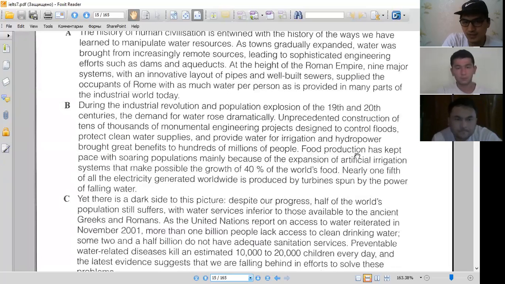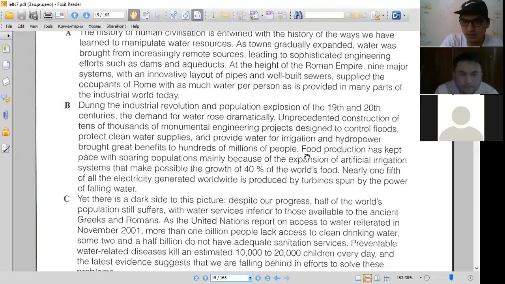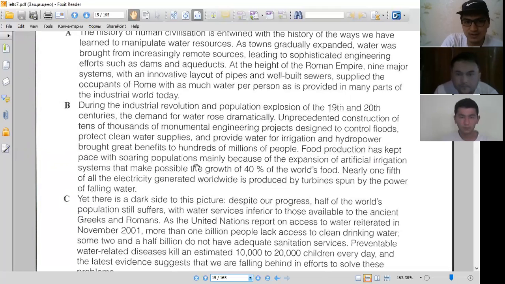Food production, what do we mean by feeding? Good. Okay, soaring population means increasing, growing, soaring. Soar means to fly up, rising. So, does it match? Soaring populations to increasing populations, they match. Yes. Food production to feeding, so they match. Mainly means primarily, right? Primarily. Yes. So because of, what about because of? Due to? Due to. Yes.